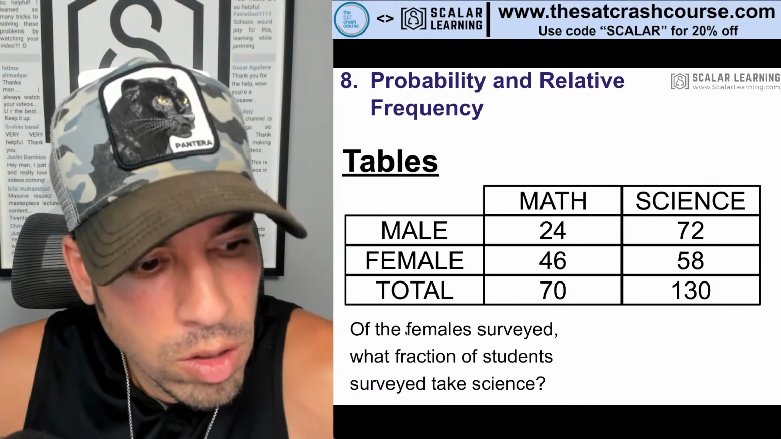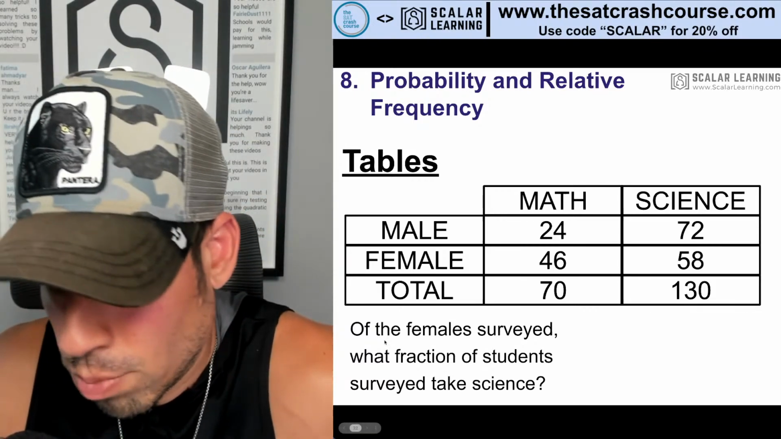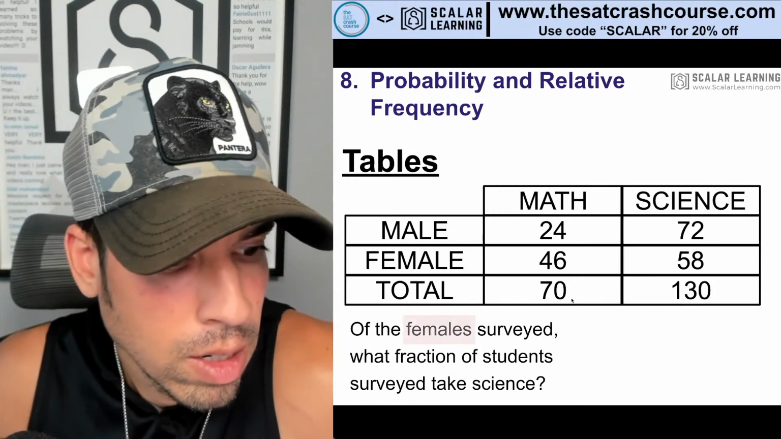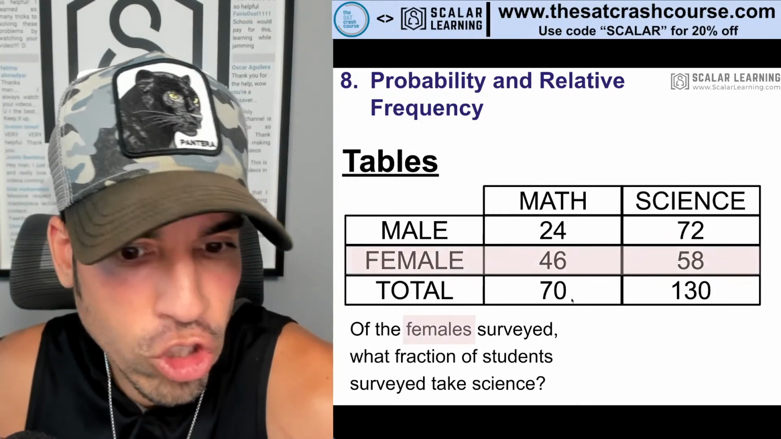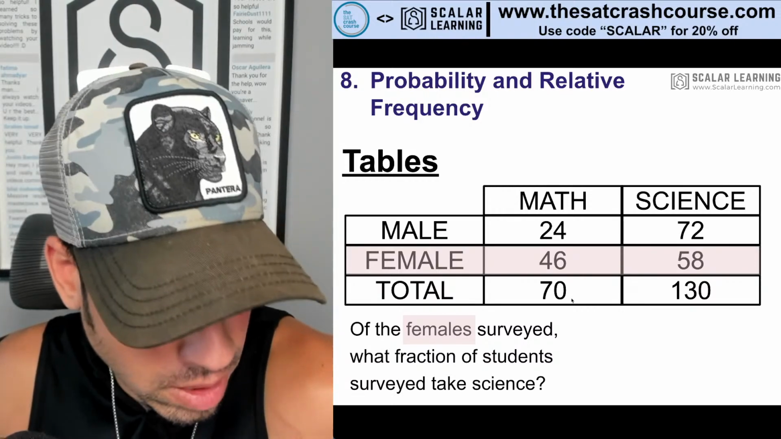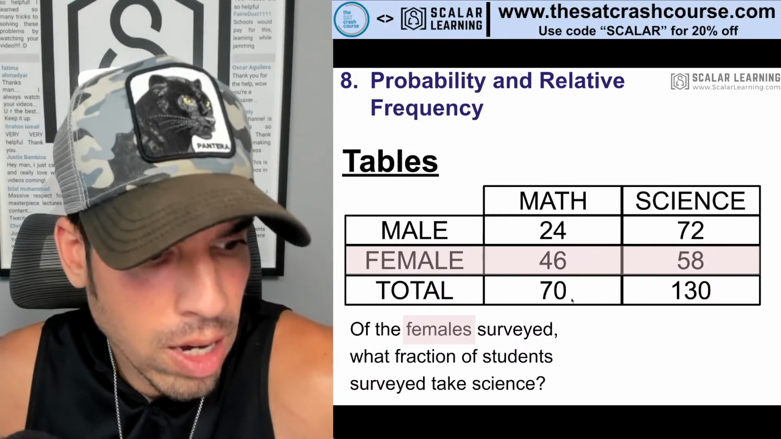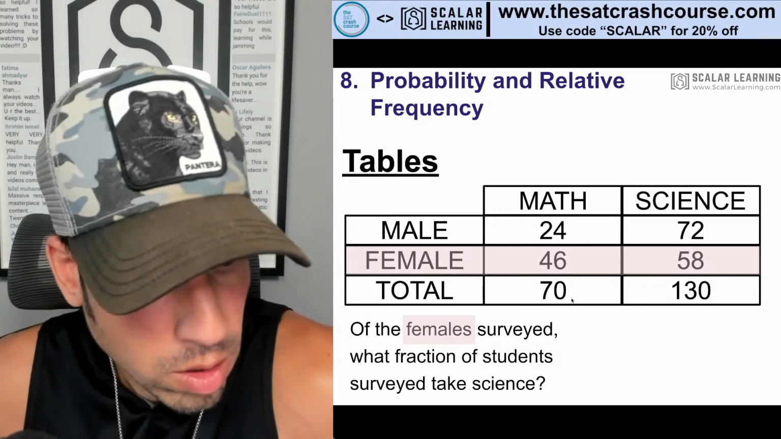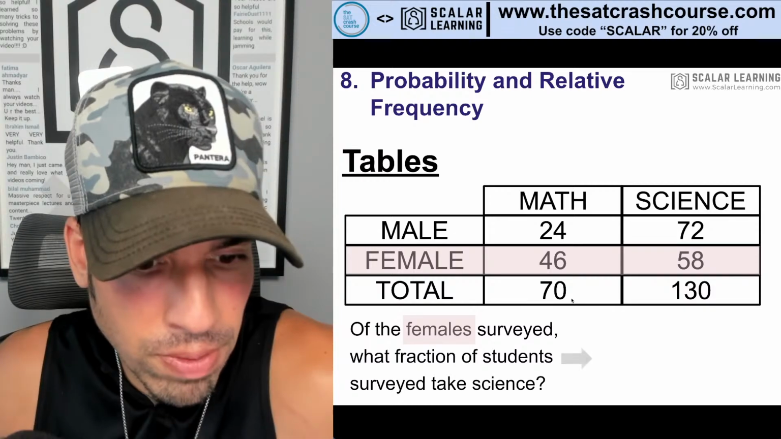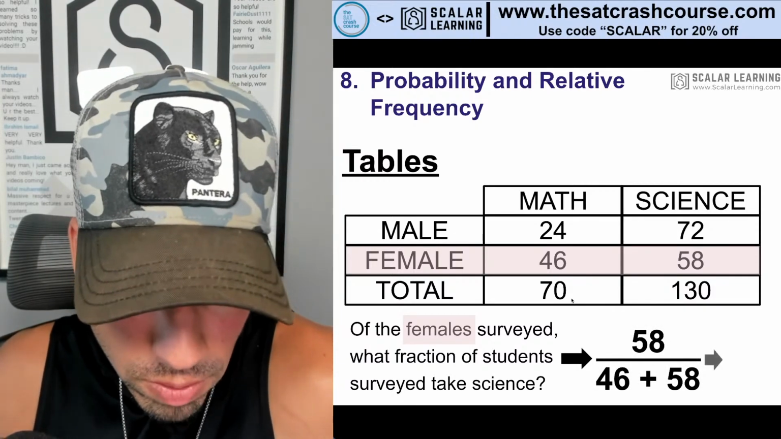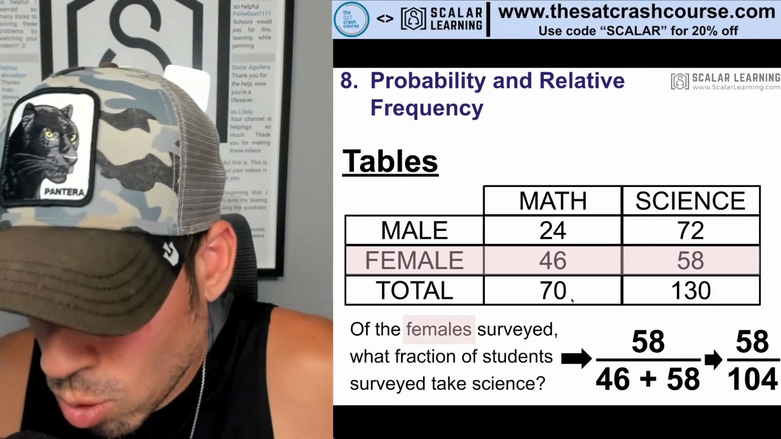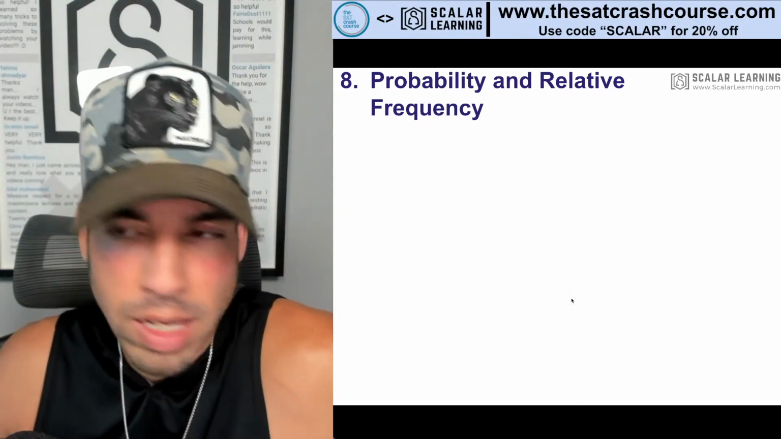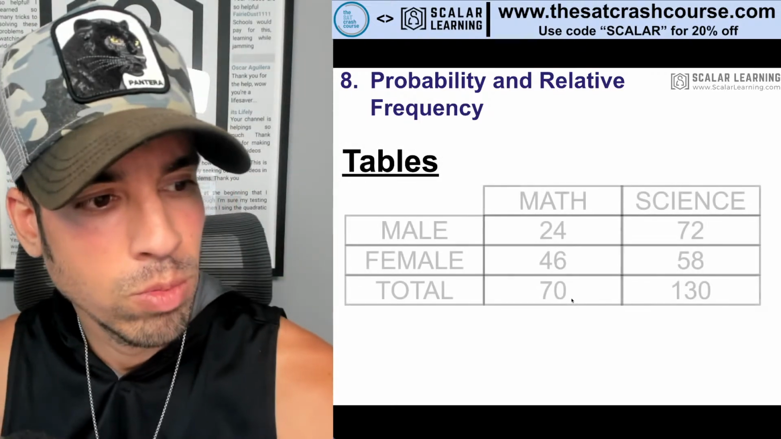Okay, so this is conditional probability of the females surveyed. What does that mean? That means that we are strictly in this column. That's it, okay? So we've got of the females, which is 46 plus 58, which is 104. How many take science? That's 58 out of the 46 plus 58, which is 58 out of 104. I don't know why I had the correct answer, as did Cole. Amazing. Boom, done. All right, that is our conditional probability. Okay, let's move it along. Here we go.